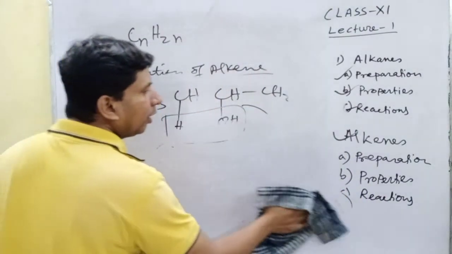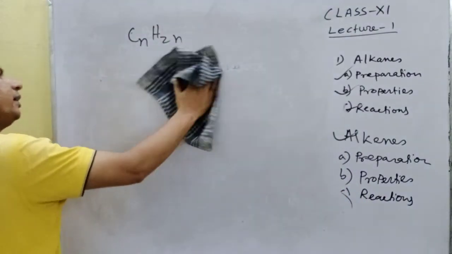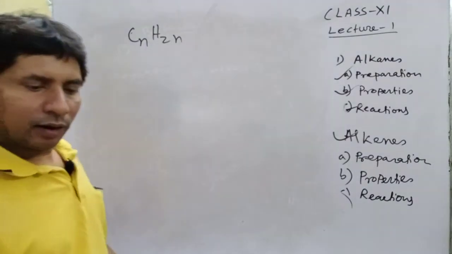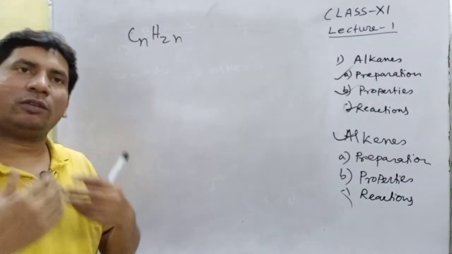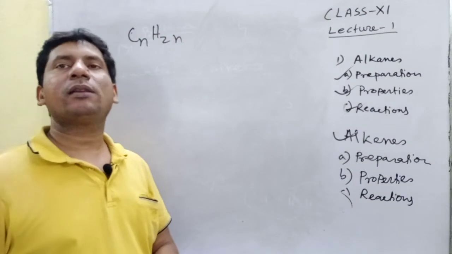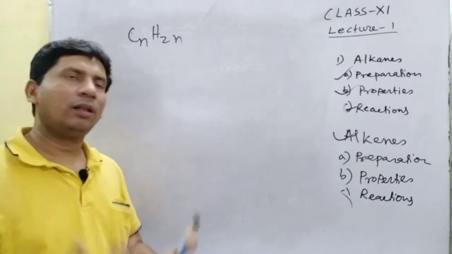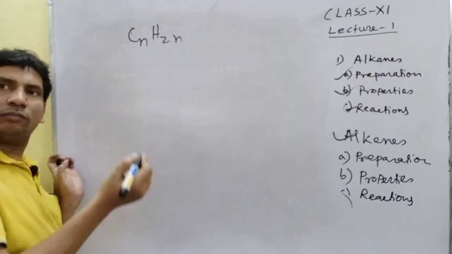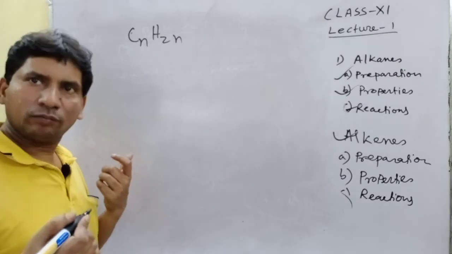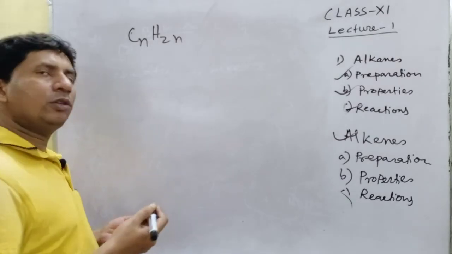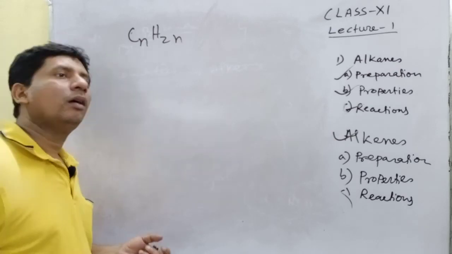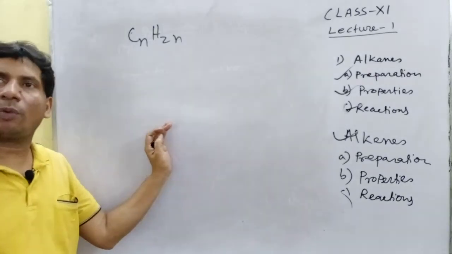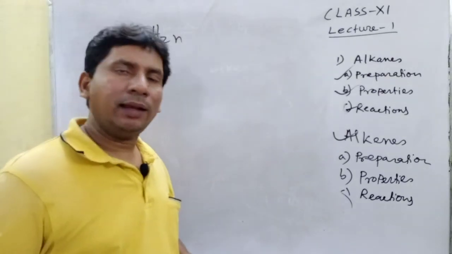So in this way, after removing water using a dehydrating agent, or from the alkyl halide you can remove HCl or HX to get alkene. If we use zinc in methanol or ethanol, then also from the alkyl halide, X may be removed, no problem. So in this way we can get alkene.